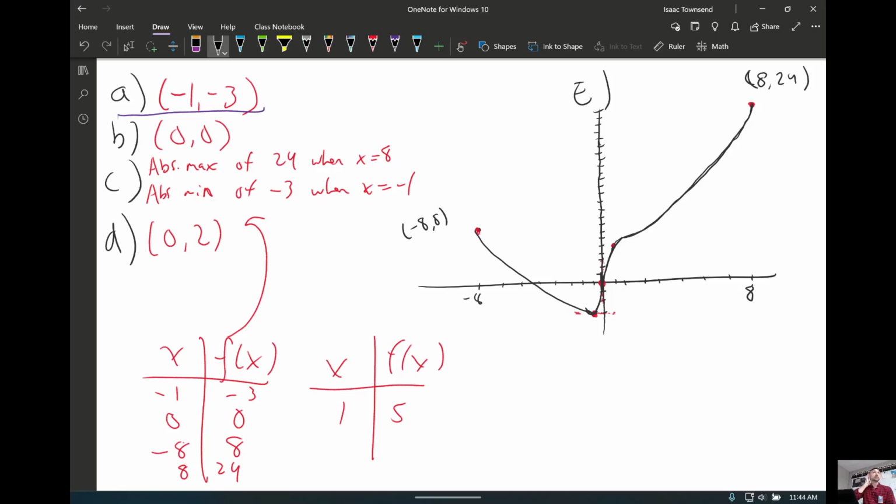So that's not a perfect sketch. The only way you're going to get a perfect sketch is if you plug in hundreds of points. That's basically what the calculator does. The calculator just throws in lots of x values, solves for y, plots the points. But this is plenty accurate for us.